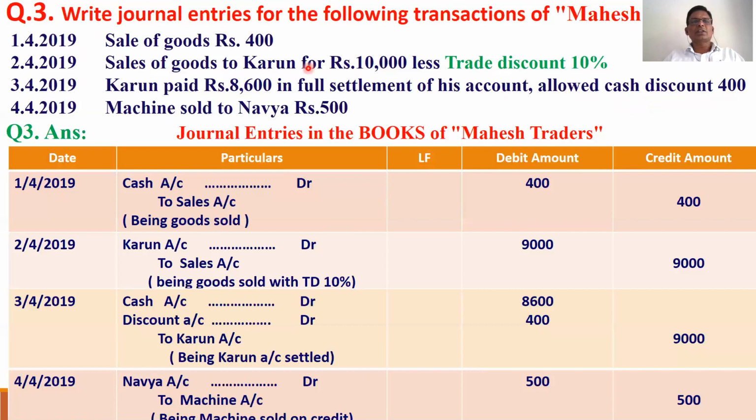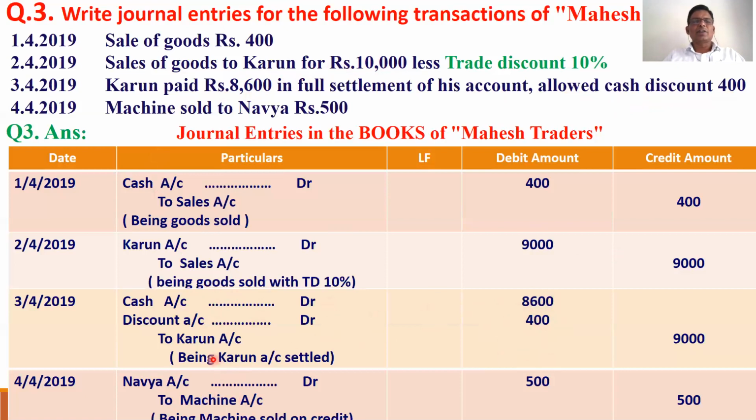So we sold 9,000 worth of goods, not 10,000. Karun has to pay 9,000, but he paid 8,600. So cash is coming in, 8,600. The loss, the expenditure loss, is 400. So loss is debited. Cash is coming in, cash is debited. And discount is debited because discount is expenditure here.